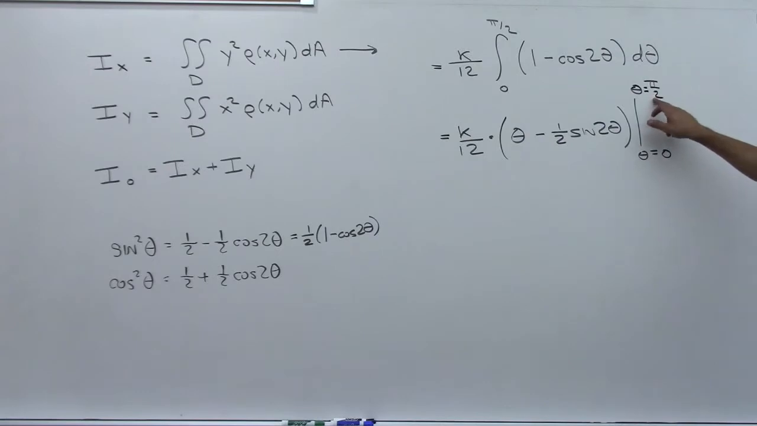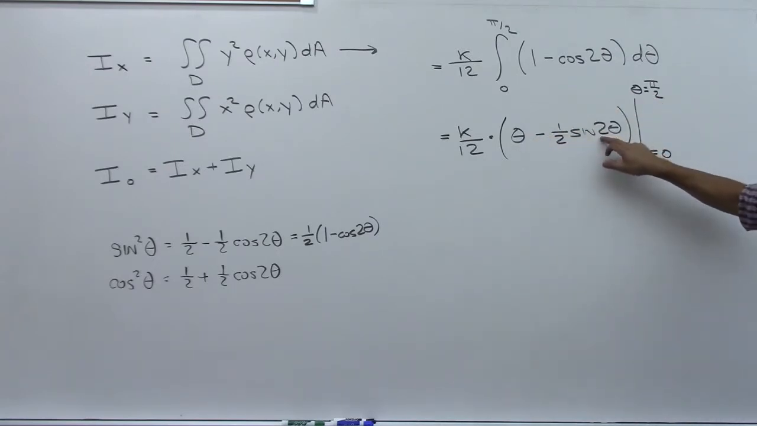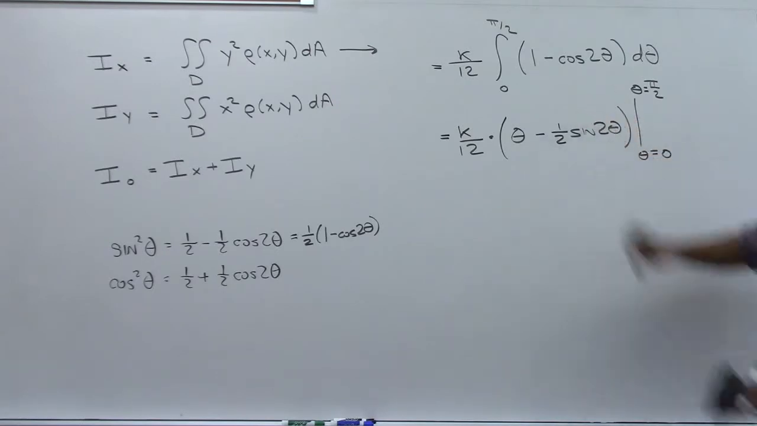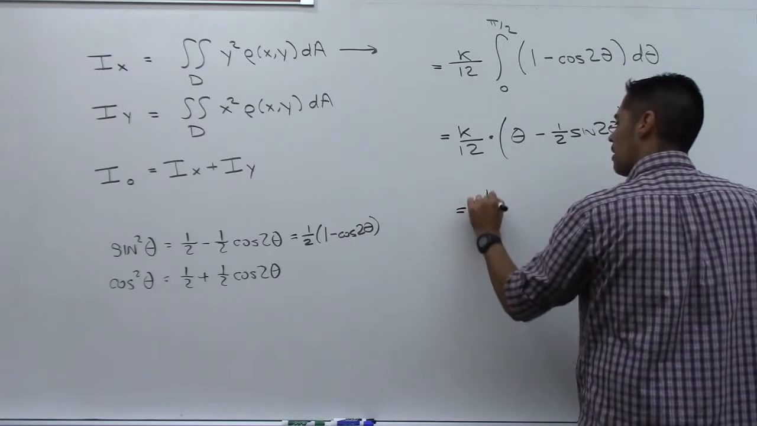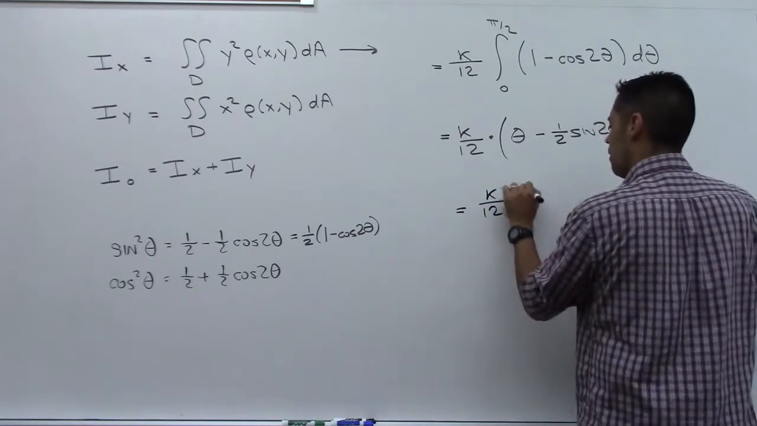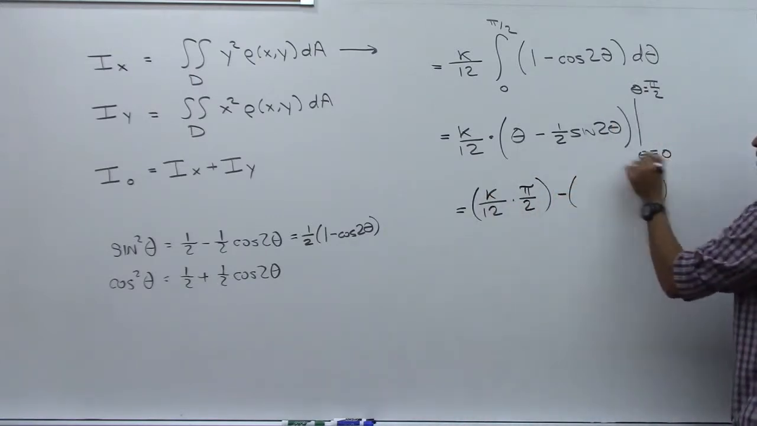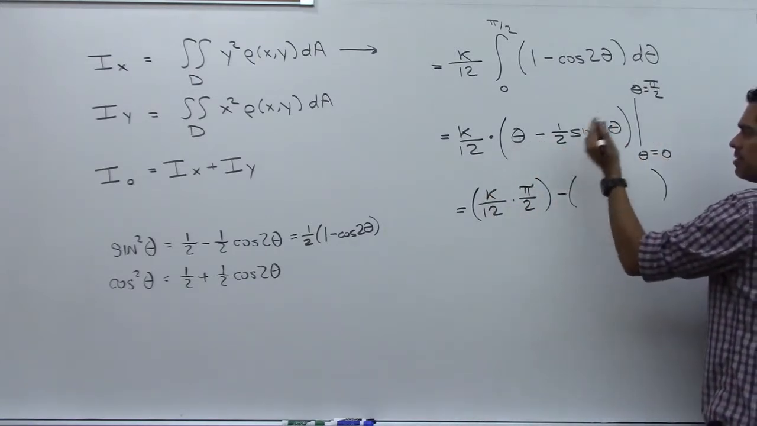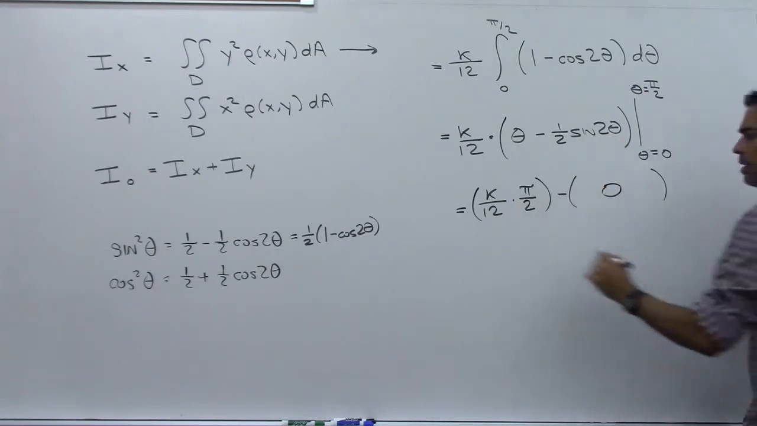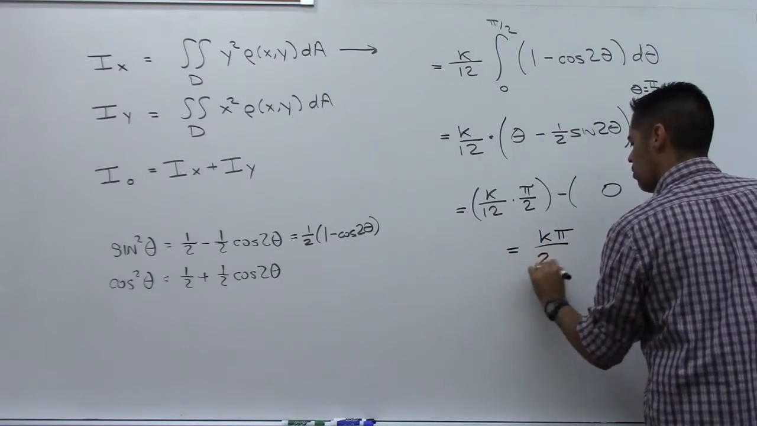So if I let pi over 2 go in for theta, it becomes pi over 2 here. Sine of, let's see, 2 times pi over 2 is going to be pi, sine of pi is 0, so it zeroes out. So I just get k over 12 times pi over 2. And then minus, now what happens when I plug in 0? Sine of 0 is 0, so we just get 0 for the whole thing. So we get k pi over 24.